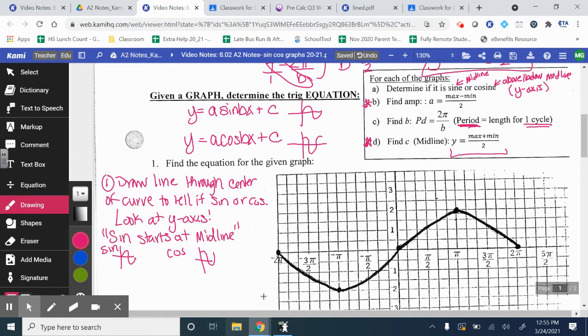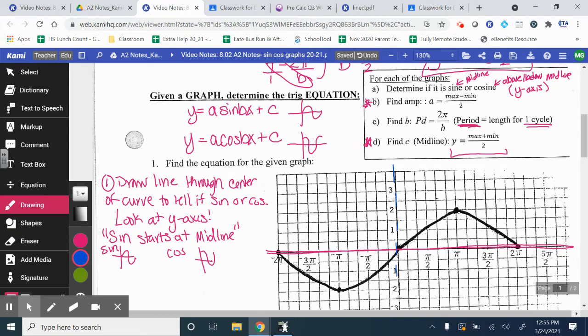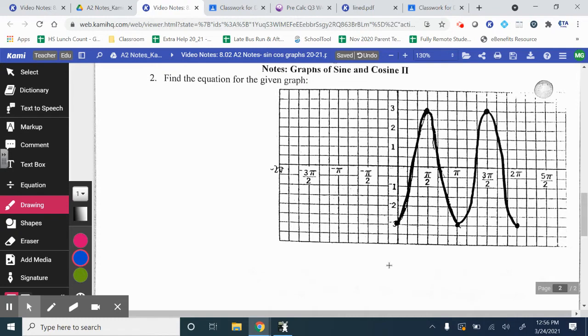All right, so I take my color, I'm going to use pink here. I see the top is at 2, the bottom's at -2, so I can see that the middle of the curve is right here on the x-axis. Now when I look at the y-axis, I see that my graph starts at the midline, which means this must be sine. So I know that my equation is going to be y equals a sine bx plus c. That's just deciding if it's sine or cosine.